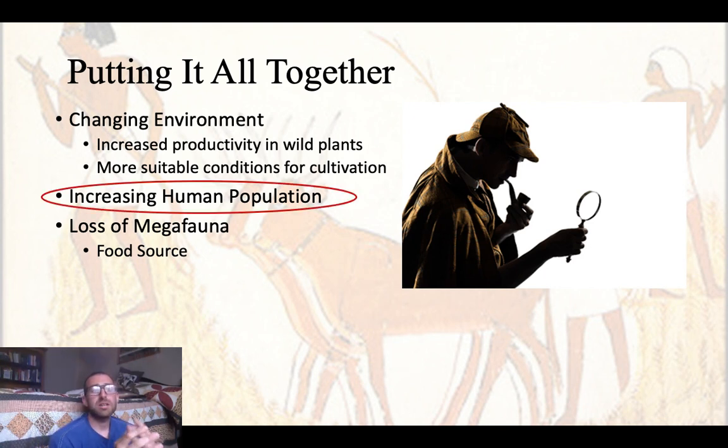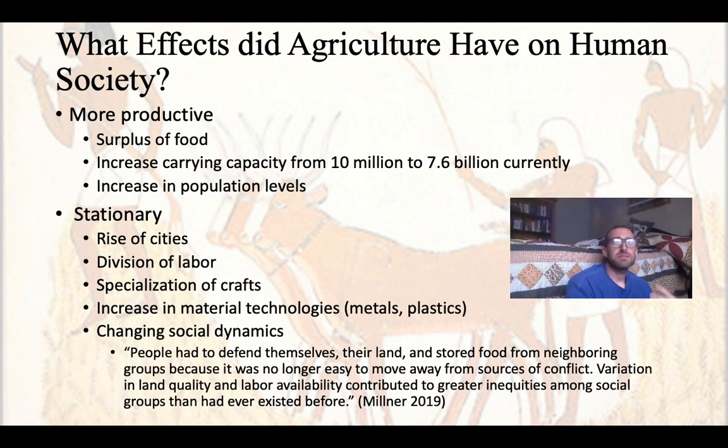And it's really this increasing human population size that's so important. Because when we look at the effects of agriculture on human society, one of the biggest effects is that it is more productive, and hence it allows for more people to live in an area. All right? Agriculture, as compared to hunting and gathering, is way more productive. It produces a surplus of food.